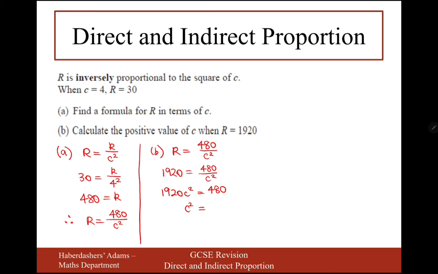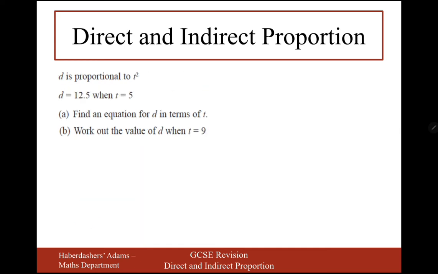So let's do that on the calculator. 480 divided by 1920. That gives us 0.25. So then C is going to be plus or minus the square root of 0.25, which is 0.5. But the question asks for the positive value of C, so therefore C equals 0.5. Lovely, there we go. That's the answer to part B and for this question. Let's move on to the next one then. Pause the video and have a go at this one.